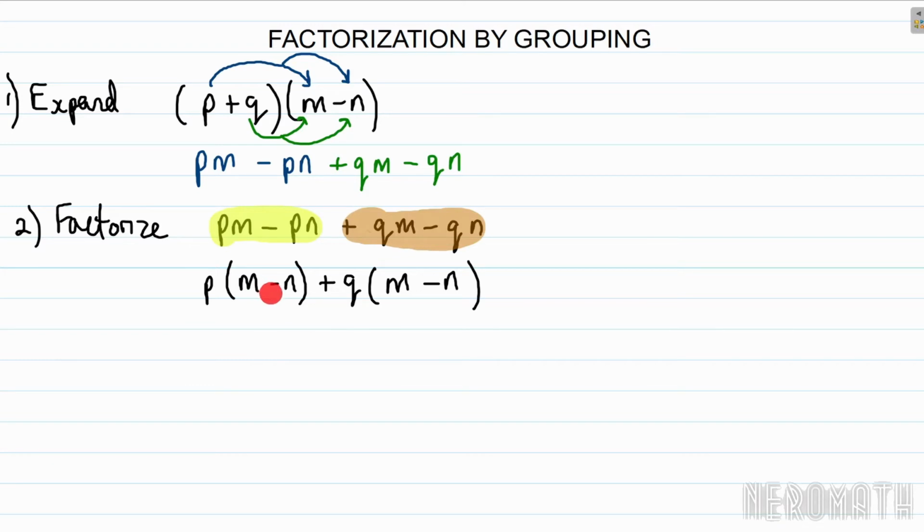Now notice that these two brackets are the same. So when you're doing a factorization by grouping question, you'll always get these two brackets being the same. If you get them being different, you know you did something wrong and you need to check over your work.